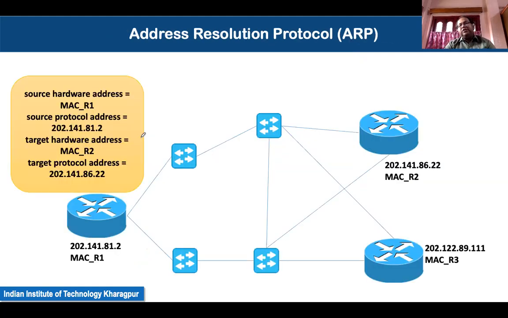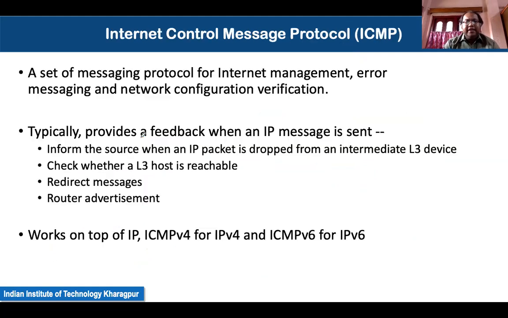Okay, so this is all about the Address Resolution Protocol. We got a basic idea about how ARP is used to get the MAC address that corresponds to an IP address. Now we'll see another interesting protocol at the IP layer, which is called the Internet Control Message Protocol, or ICMP. ICMP is basically a set of messaging protocols for internet management, error messaging, and network configuration verification.